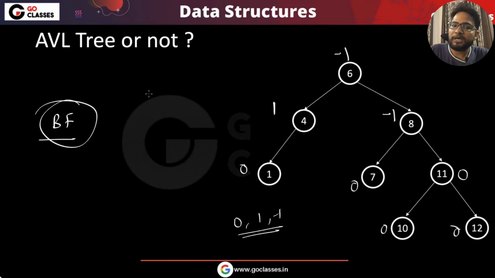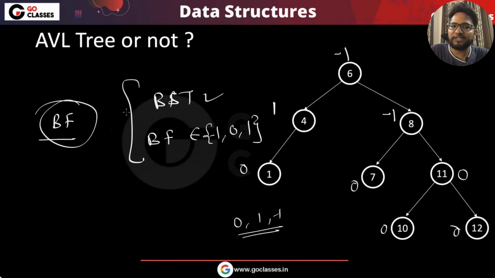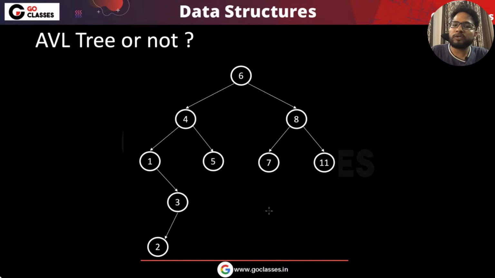So yes, it is a BST, and the balance factor for every node is between -1, 0 and 1. So both conditions are satisfied. That's why I will say that this is an AVL tree. This is a perfect AVL tree. There is no problem in that, right? Now let's go to some other example.